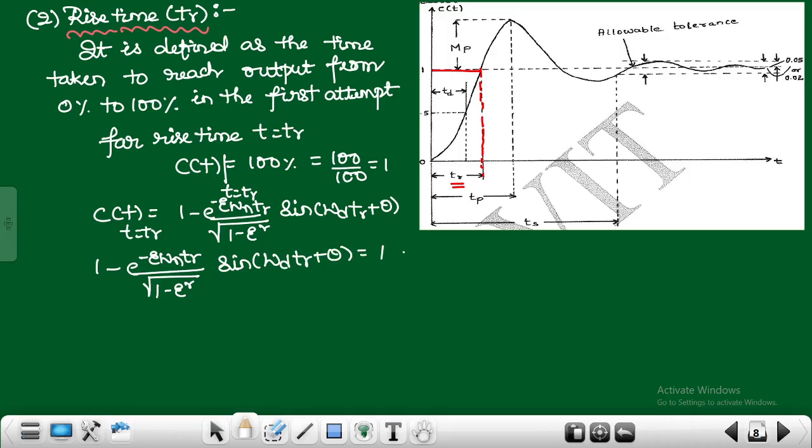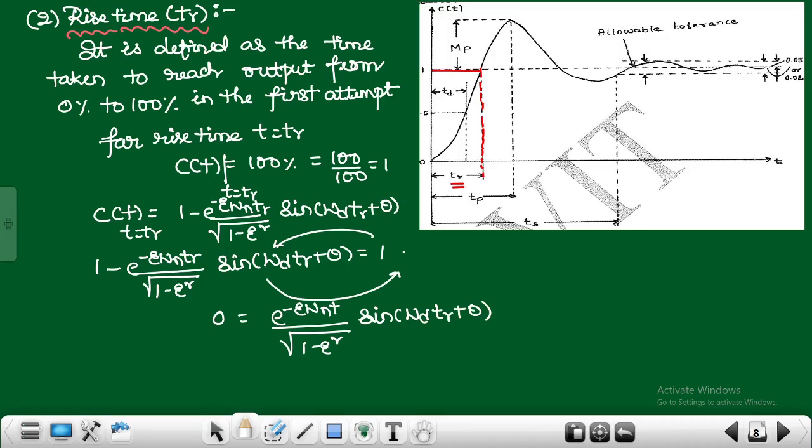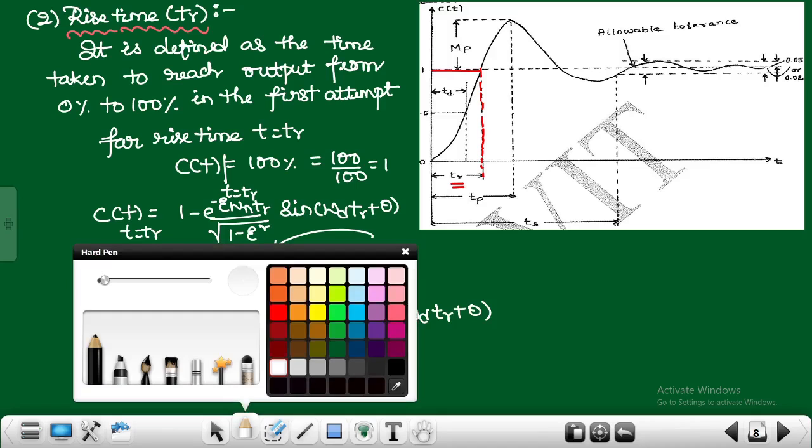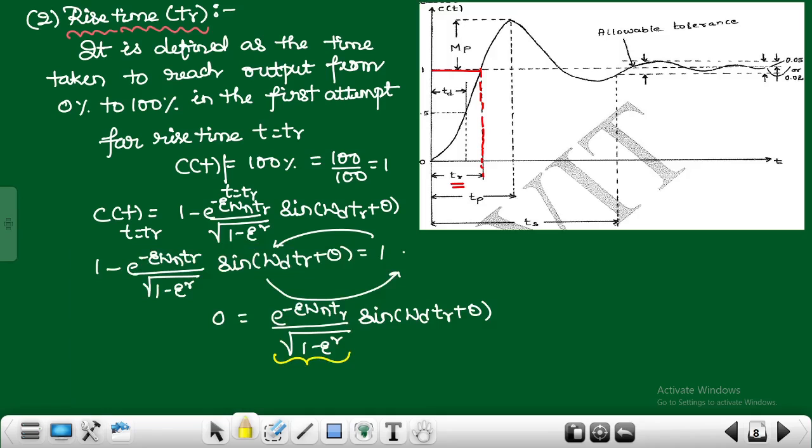So, you bring this term to this side and this one to this side, then what will happen? 0 is equal to e to the power of minus zeta omega n t whole divided by under root of 1 minus zeta square into sine of omega d T r plus theta. So, here also T r. Now, you got this. If you observe here, we are having two parts. This I am considering as the first part, and this I am taking as the second part.